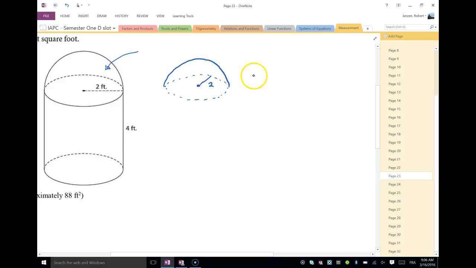So what is the area of a sphere? Area of a sphere is 4 pi r squared, but it's only half a sphere, so we're going to use that formula. And then let's look at the side of this cylinder.